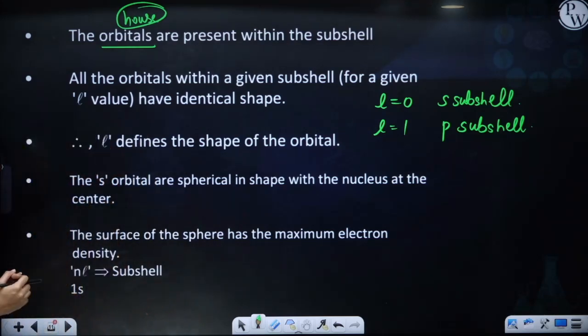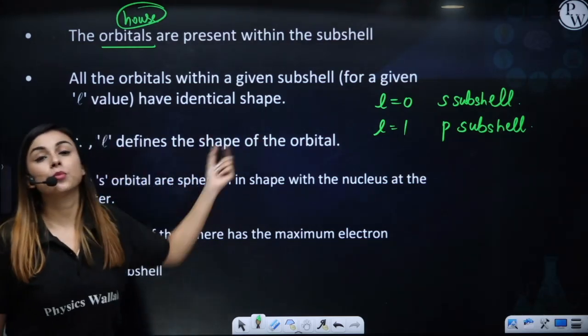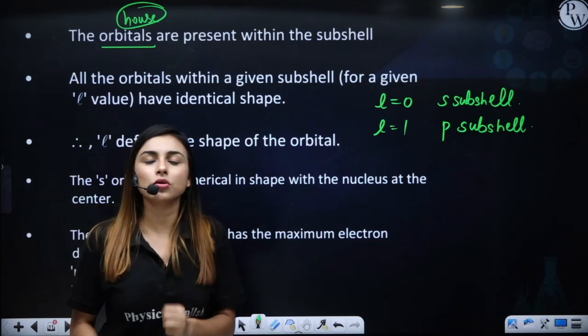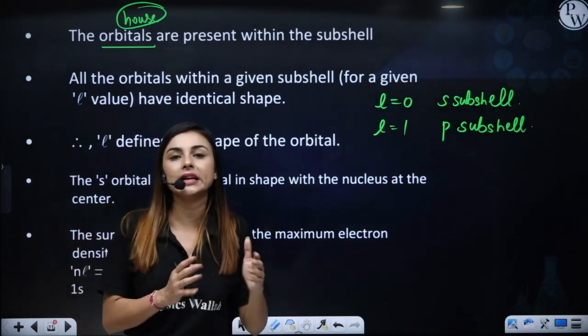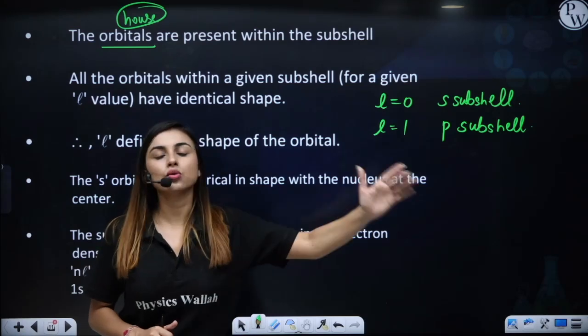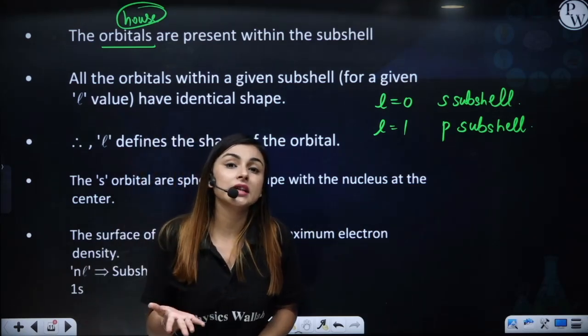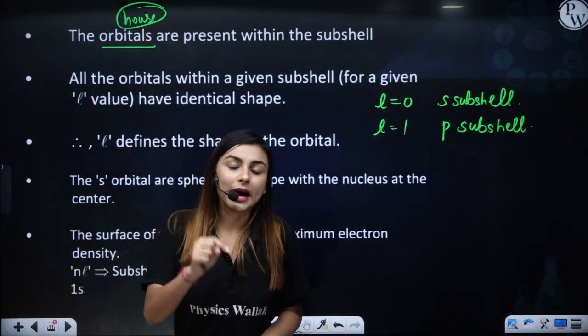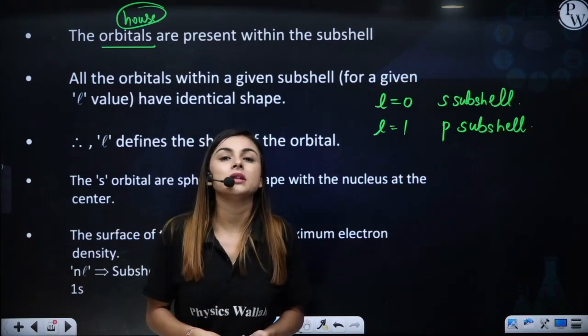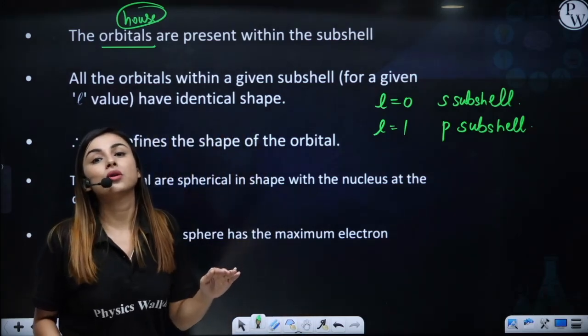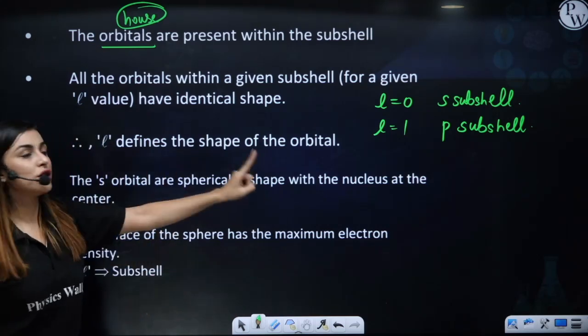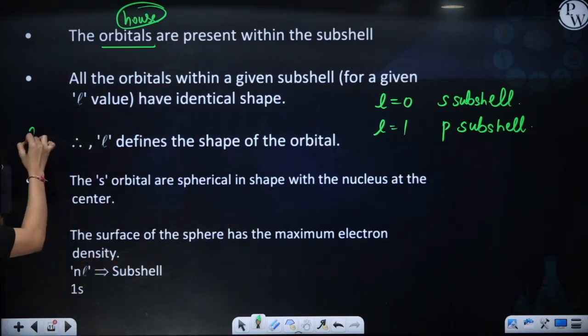We are moving point by point. L defines the shape of the orbital. If you know L is 0, you know it is spherical. If you know L is 1, you know it is a P subshell, and it is a dumbbell shape. So, who is giving the information about the shape? The Azimuthal Quantum number is giving the information about the shape. This question has been asked many times in previous years, so you need to know this. It is a very important point.